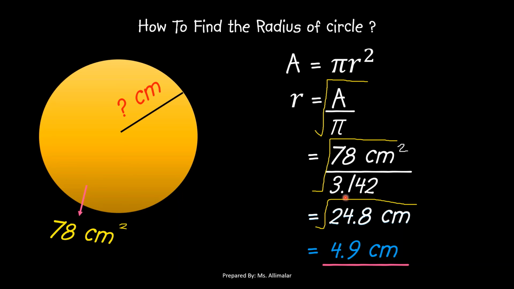So now you have to square root it. Since you don't have anything inside, square root it. So square root of 24.8 is equals to 4.9 centimeter. You are not going to put square here because you are not finding area. You are finding radius. So do not put square here. It's just 4.9 cm. So the radius is 4.9 cm. Okay, is it very clear, guys? If you don't understand, please replay this video until you get a complete understanding.